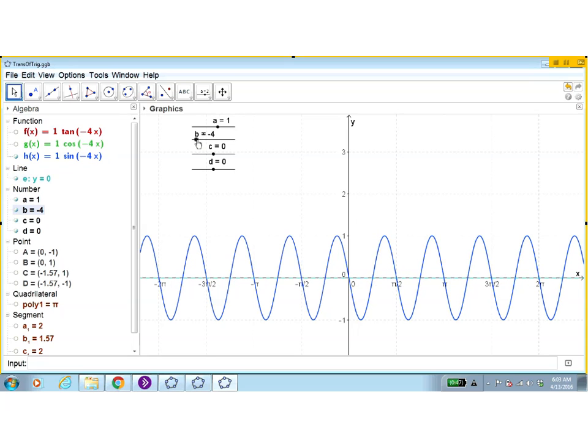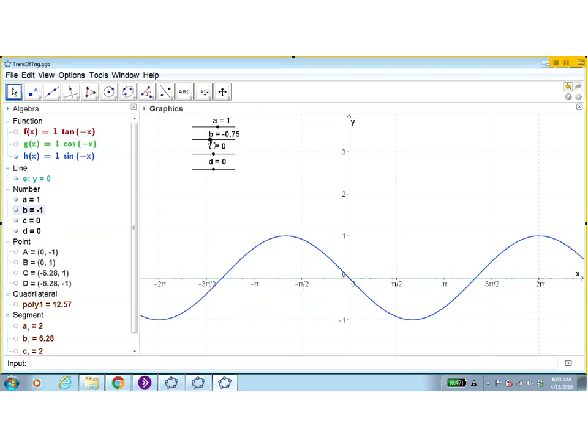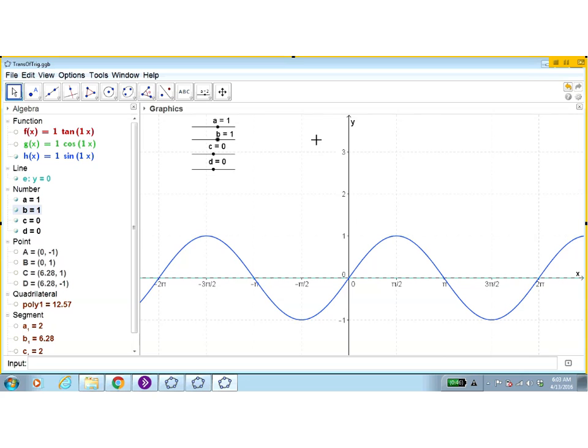All right, so now I'm going to put B back. So B changes the compression, which changes the period length. And if it's negative, which I don't know that we're going to look at any that have a negative B, but just in case. So now let's look at A.